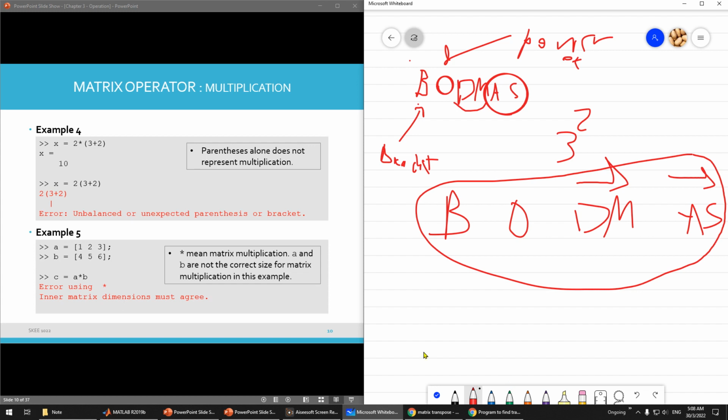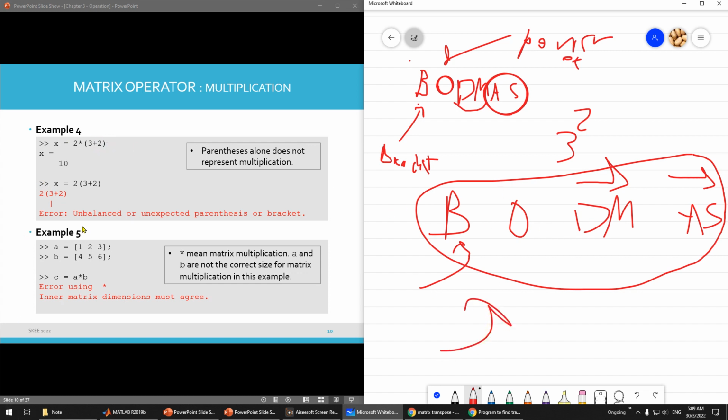So you can see here 2 multiplied by 3 plus 2. Of course, BODMAS, bracket first, so 3 plus 2 is 5. 5 multiplied by 2 is 10. Don't do left to right. 2 multiplied by 3 is 6, plus 2 is 8. This is wrong. Make sure you follow this rule.